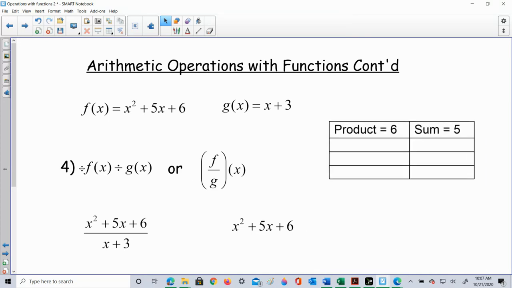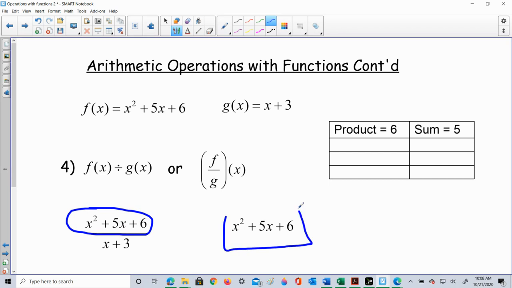All right. So I want to divide f of x divided by g of x. That's the same f of x I've been using, the same g of x I've been using. F of x divided by g of x, or you'll see it f over g of x. So what does that look like? That looks like this here. You would think, all right, I'm done. There's nothing else for me to do. But you have to take this quadratic term and factor it if you can. That's this term here. We have to factor it.